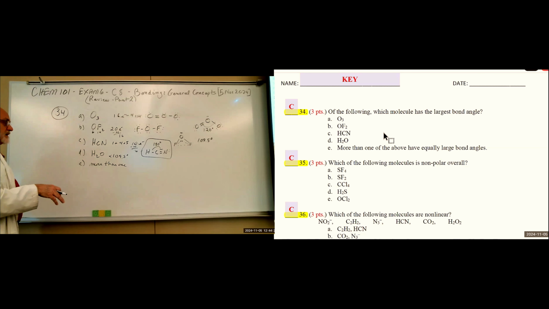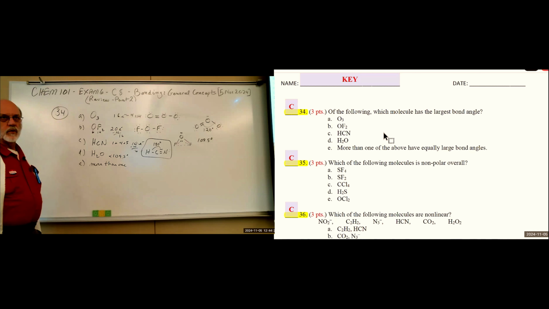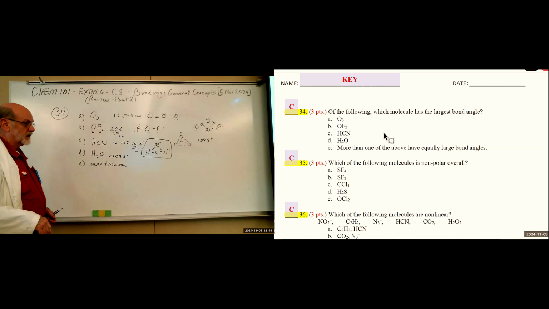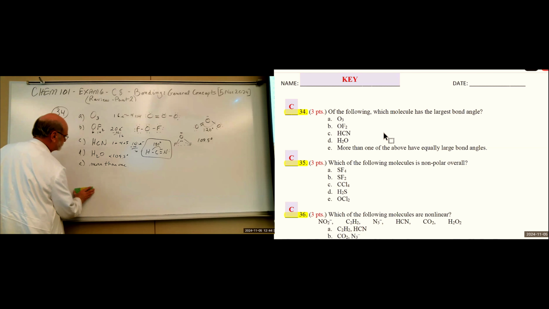That's the way you would do it if you didn't already know what those bond angles were from previous experience. If you already know what they are, then you can cut your answer time short quite a bit.